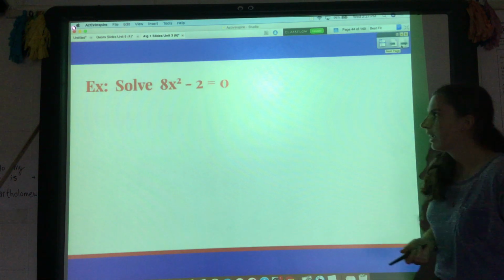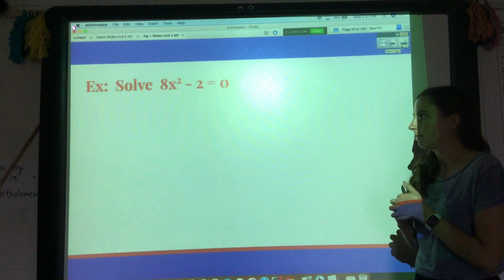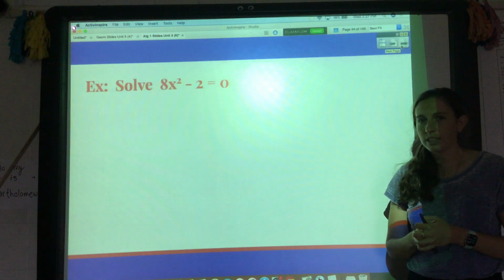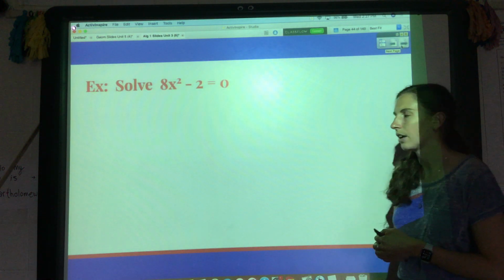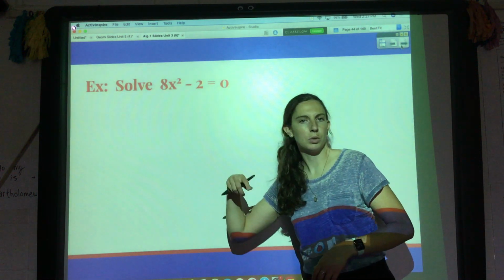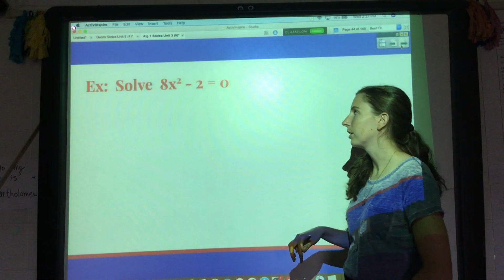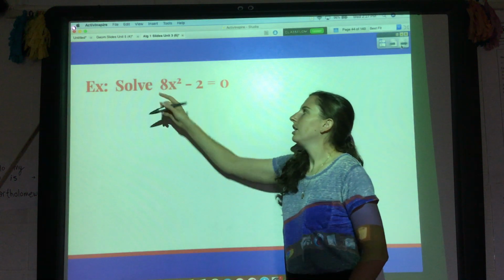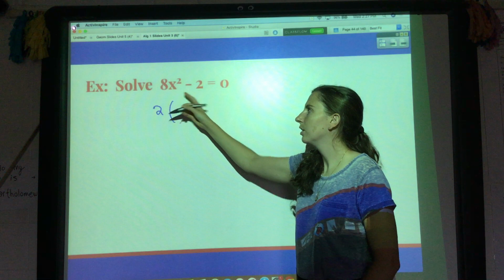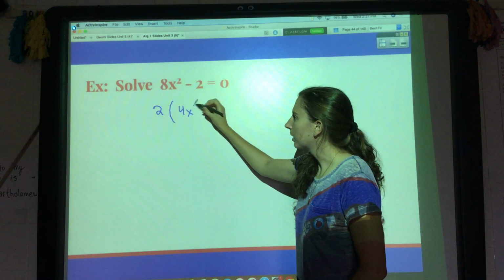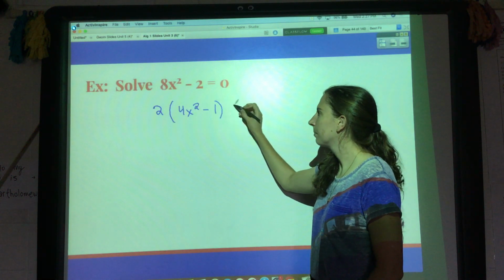All right, let's try another one. This one actually has a GCF, so before you go start trying to do other things, it's got a GCF. I'm aware we could do this one with square root method, but we could also do it with factoring. So it's got a GCF of 2, so I'll factor that out first. And if I divide those by 2, that leaves 4x squared minus 1.